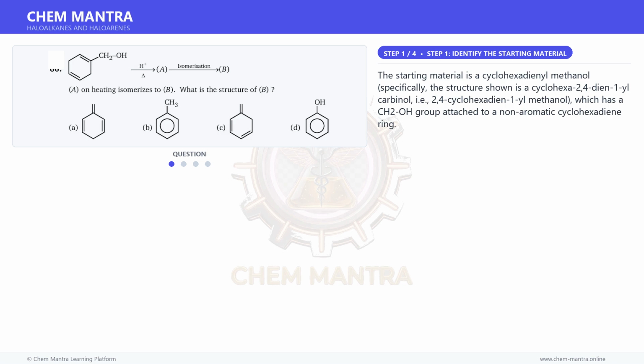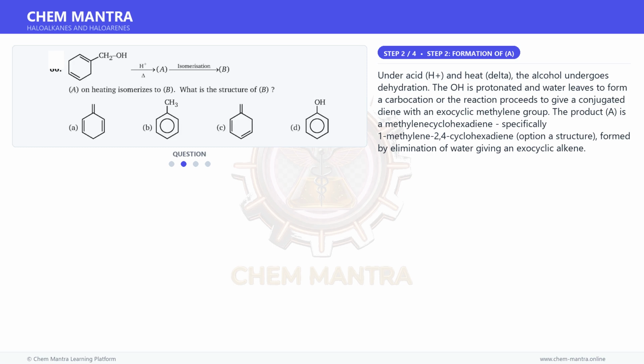The starting material is a cyclohexadienyl methanol. Specifically, the structure shown is a cyclohexa-2,4-diene-1-yl carbinol, i.e., 2,4-cyclohexadiene-1-yl methanol, which has a CH2OH group attached to a non-aromatic cyclohexadiene ring. Moving on to the next step.